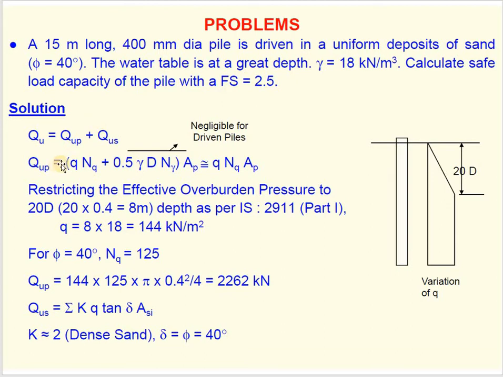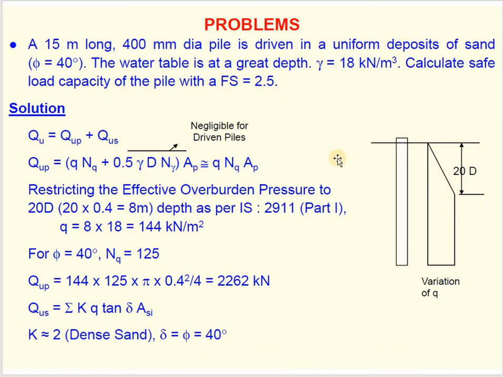So you know what QUP is. The equation is Q NQ plus 0.5 gamma D N gamma, into AP, and when you are considering a driven pile, this second term in QUP is negligible. So you can directly take Q NQ AP. Even from the exam point of view, even if you don't consider the second term, 0.5 gamma D N gamma, while finding the end bearing resistance, you will get 4 marks if you consider only Q NQ into AP.